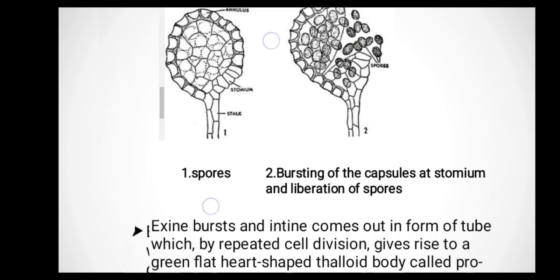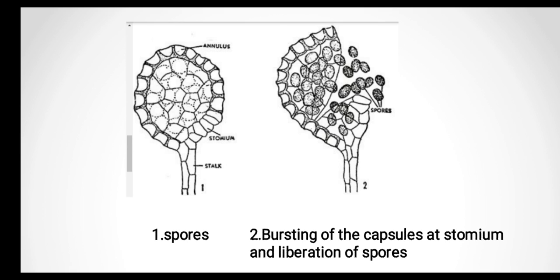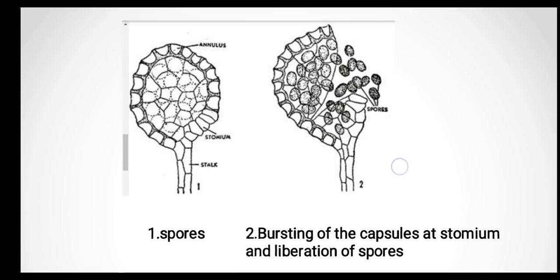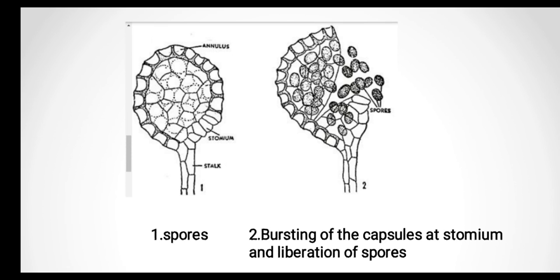The first picture shows the sporangium. The outer wall is known as the annulus, and the stomium is present. The stomium is the portion that will burst to release the spores. The stalk is present beneath the stomium. The second picture shows the bursting of the capsule at the stomium and the liberation of the spores.